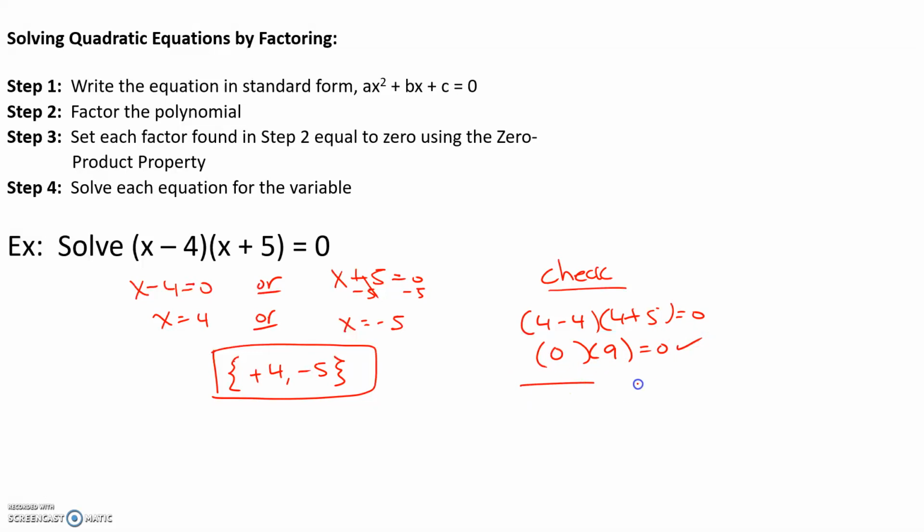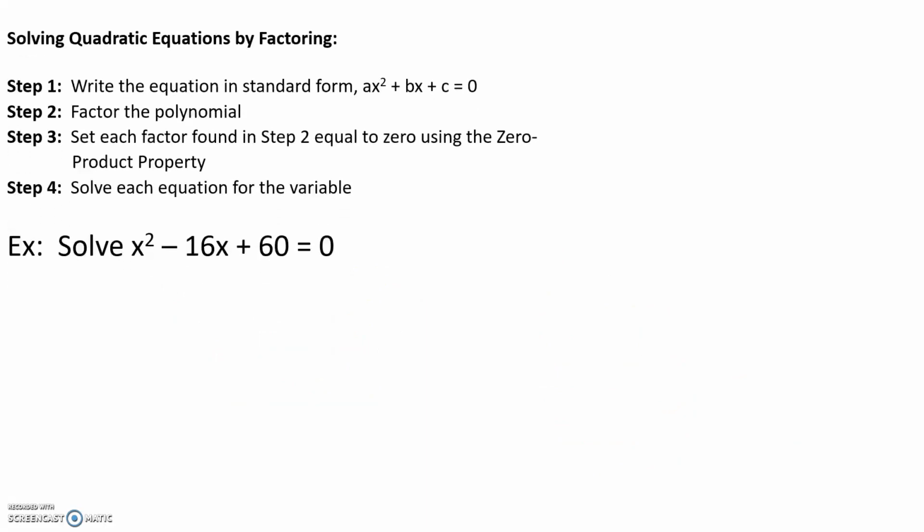Okay, let's now plug in the second solution, negative 5. If we plug in negative 5, we would get (negative 5 minus 4)(negative 5 plus 5), and we want that to be 0. Negative 5 minus 4 is negative 9. Negative 5 plus 5 is 0. Anything times 0 is 0, so we get 0 equals 0, which again is correct. So this means that both positive 4 and negative 5 are solutions.